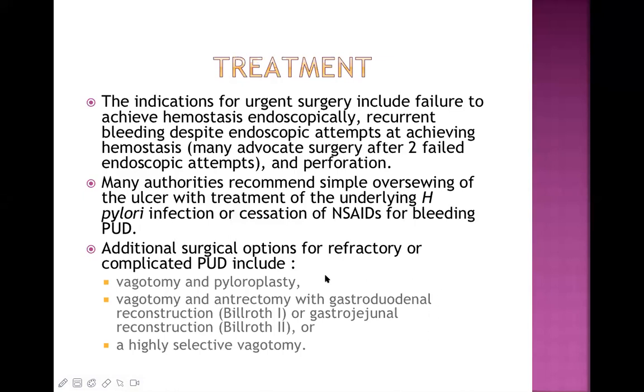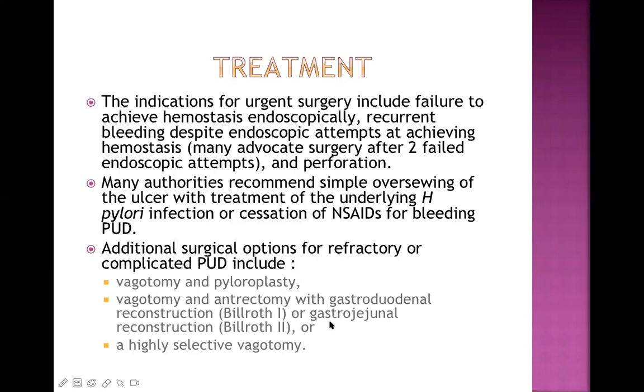Now, additional surgical options for refractory or complicated peptic ulcer disease include vagotomy and pyloroplasty. One of the options. Vagotomy: the vagus nerve which is supplying the stomach is divided, is cut, because vagus nerve stimulation is important for acid secretion. But at the same time, the vagus nerve is supplying other parts of the stomach for peristaltic movement also. It is also supplying the pyloric sphincter. Now, if we cut the trunk of the vagus nerve, we are in big trouble, because the pylorus or antrum is also not going to be functional. That's why along with vagotomy, you have to do pyloroplasty. You need to repair the pyloric sphincter.